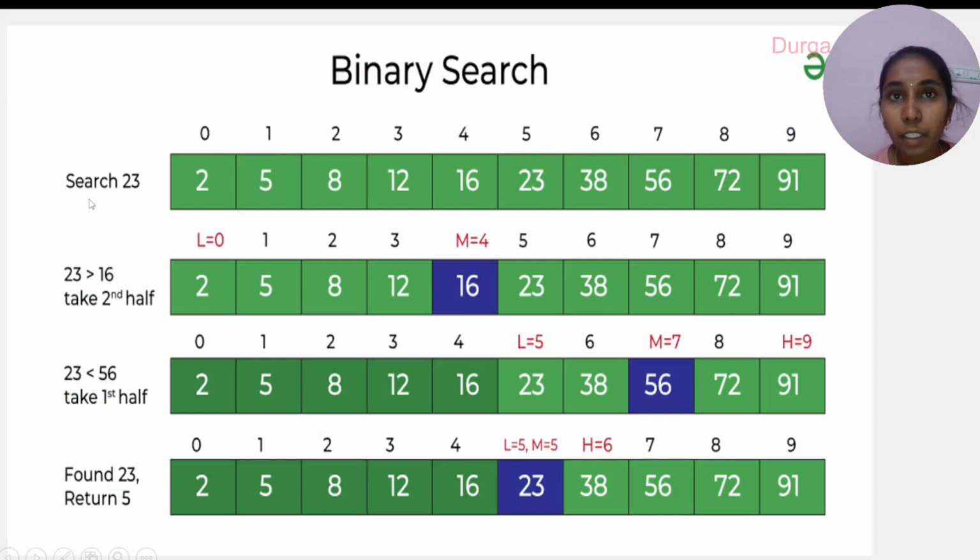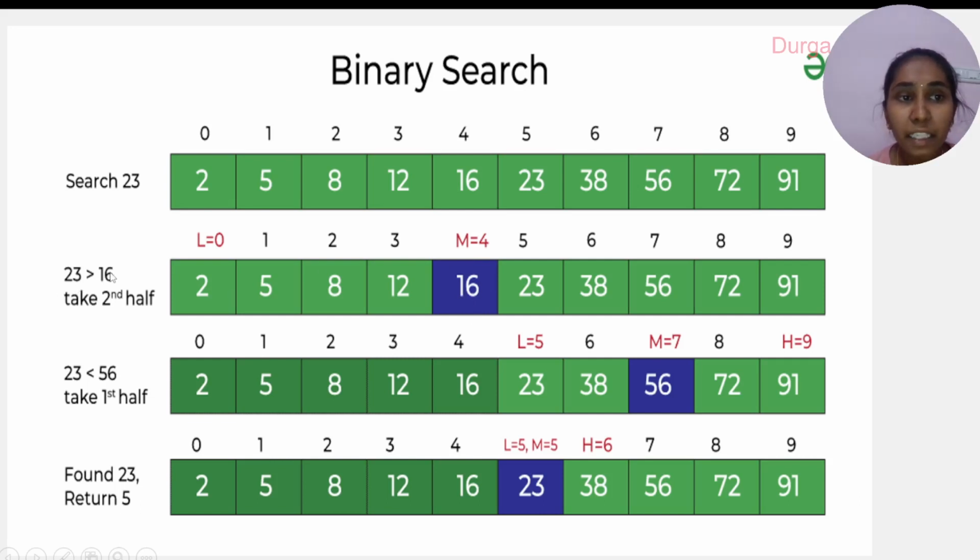First we need to find the middle value. So how to find the middle value? First plus last divided by 2. So the first value is 0, 0 plus 9 divided by 2. It will give 4.5. So the middle value is 4. I mean, the middle value is at index 4.